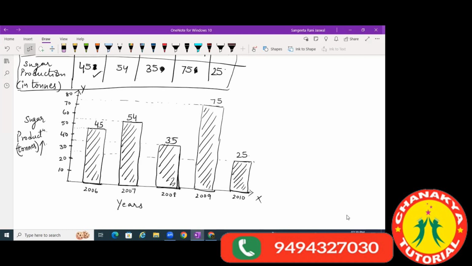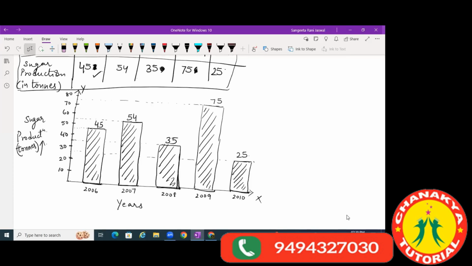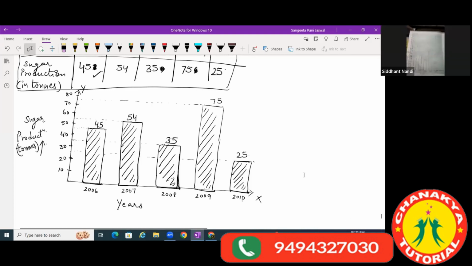Yes, Siddhant, I can see your graph. It's shaking and all the lines are highlighting. Actually, in the bar graph, there are so many lines like this, but I can see your bars. Okay, beta, but it's not so clearly visible. I just darkened it because I did it with pencil. Okay, beta, it's okay.